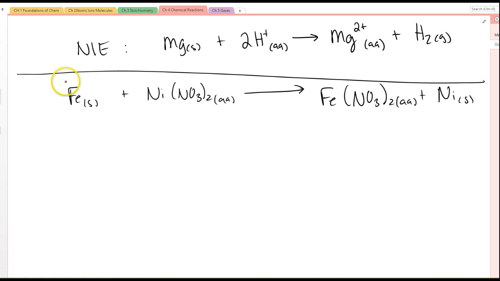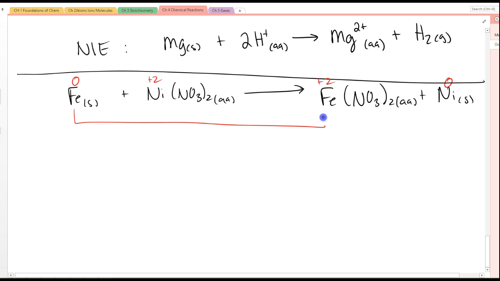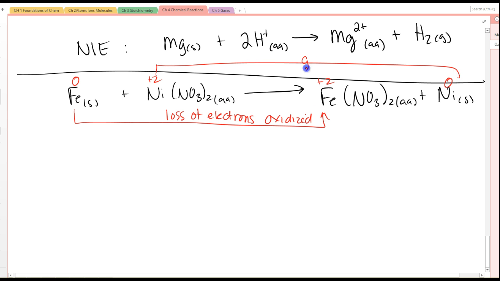Iron starts out as a solid, that's 0. Nickel over here is a solid. Nickel in this one is going to have a +2 charge, and iron is going to have a +2 charge. So we can look at this: from 0 to +2, that is a loss of electrons. So it was oxidized. And from +2 to 0 is a gain, so it was reduced.